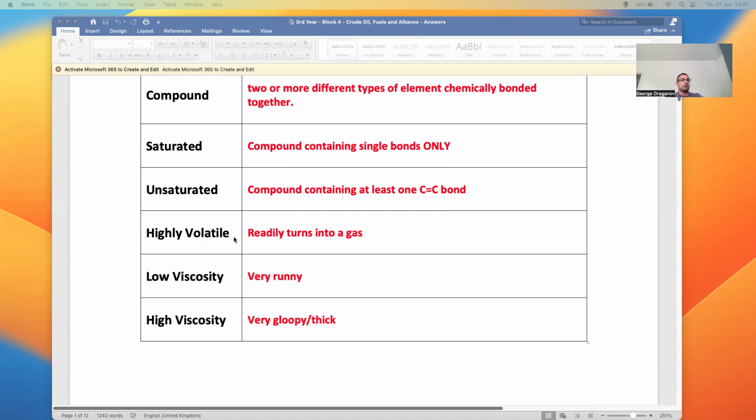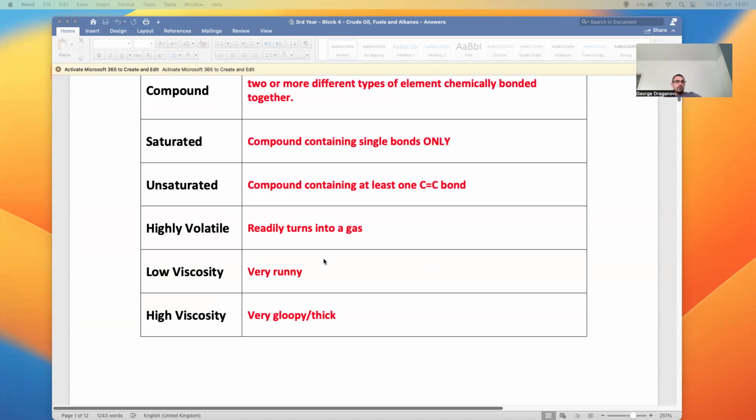So volatile means how easily you turn to a gas. You might have heard of someone saying that, I don't know, your friend is a volatile person. That means he's quite aggressive. So that means his temper is low and it turns to a gas easily. Viscosity means how runny something is. So water would have a low viscosity because it's very runny, but toothpaste would have a high viscosity because it's gloopy or thick.